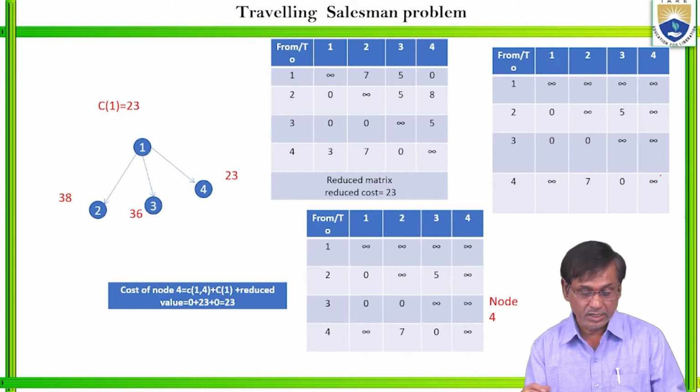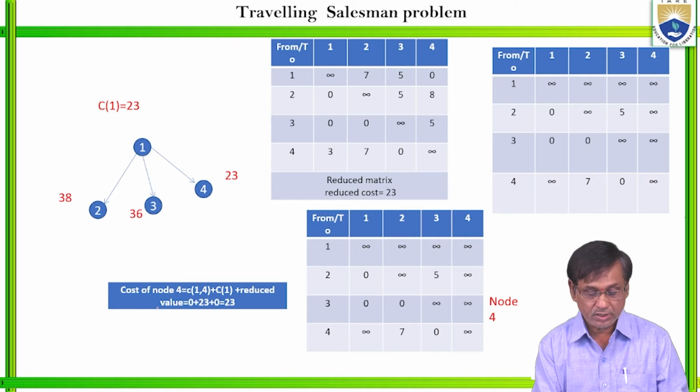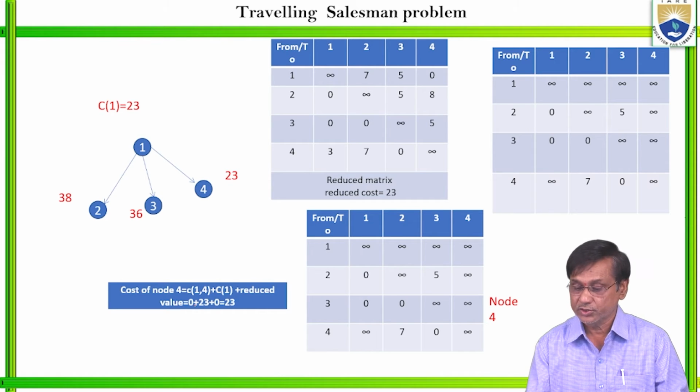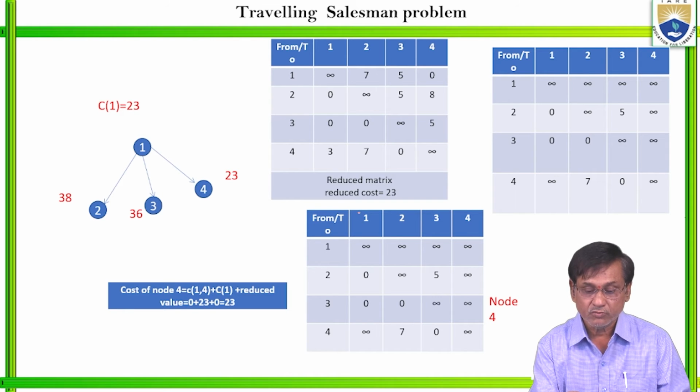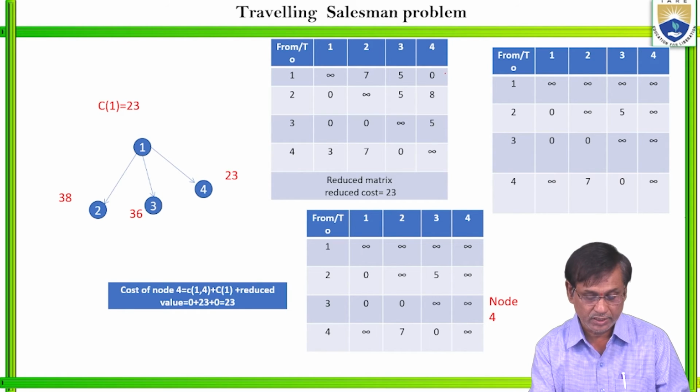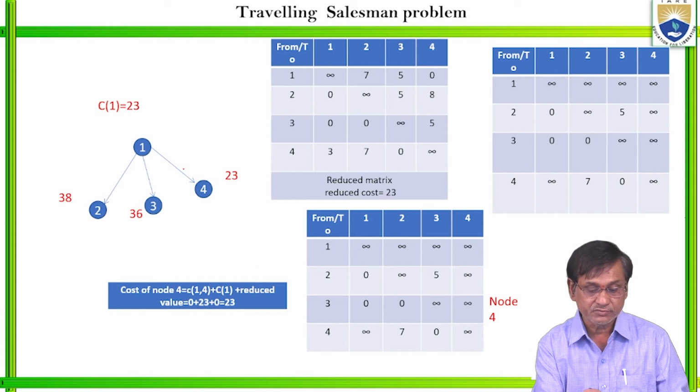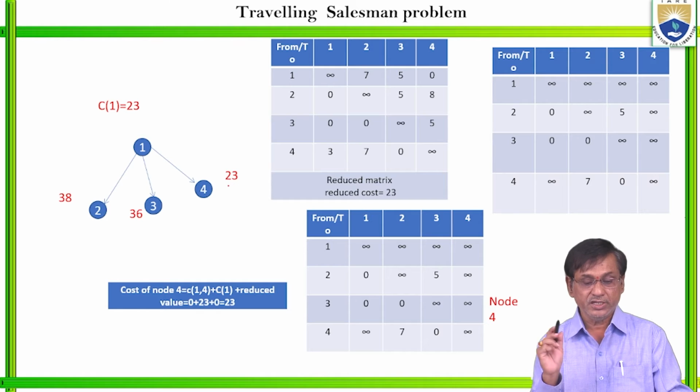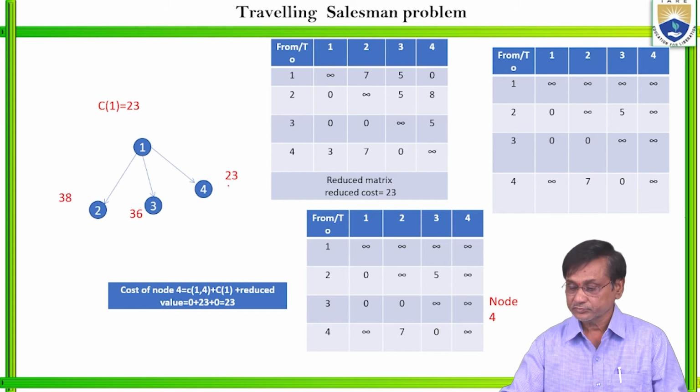Now calculate the cost of the node 4. The cost of the node 4 is equal to the cost corresponding to 1 to 4 plus the reduced value. The reduced value is nothing, it is not modified, so we can write 0. 1 to 4 is 0 only. And the cost is 23. And the reduction is 0. So the cost of the node 4 is 23.